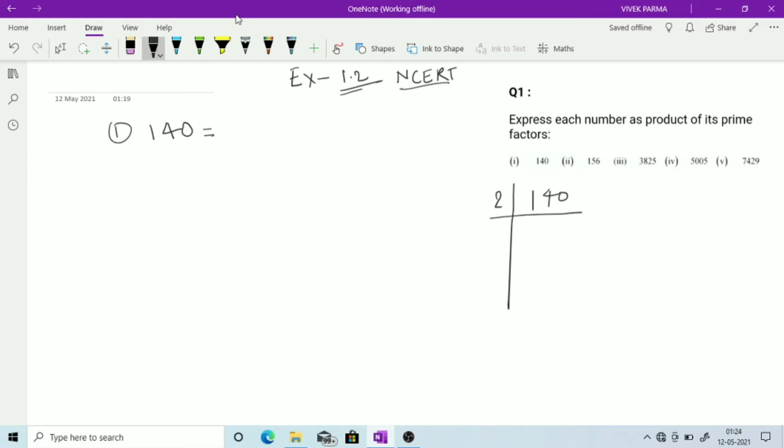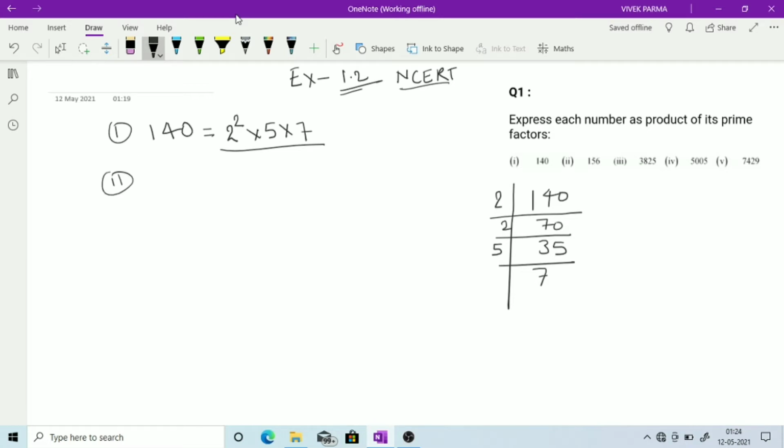So here this is 70, again this is divisible by 2. Here we have 35. Again this is not now divisible by 2. So here this is divisible by 5, and gives us 7 here. So we have 2 square into 5 into 7. So this is the product of prime factors of 140.